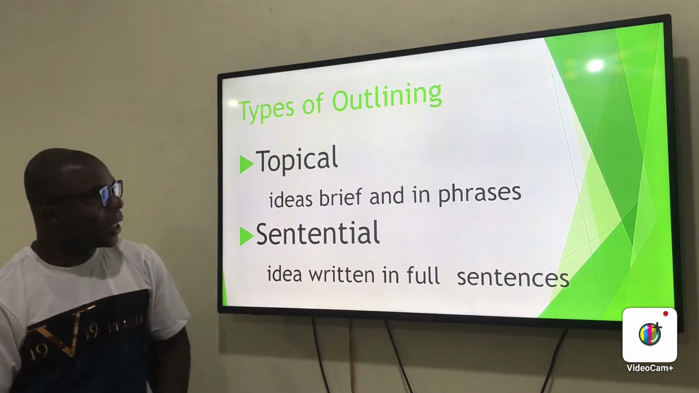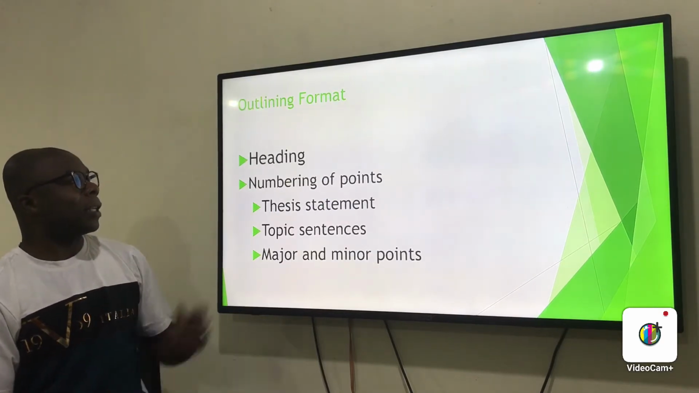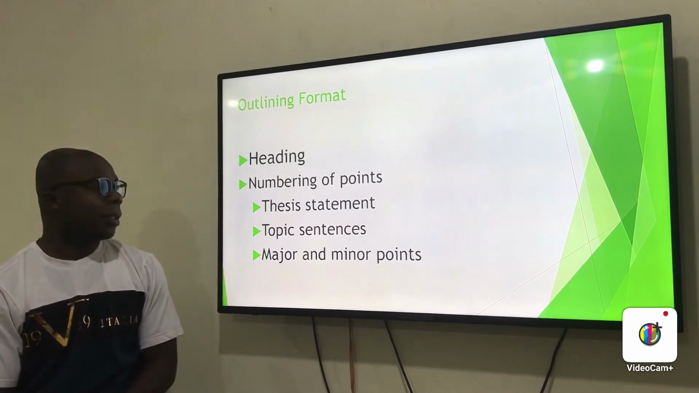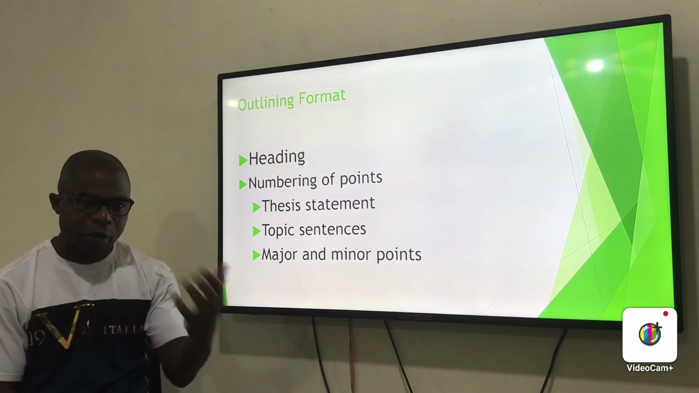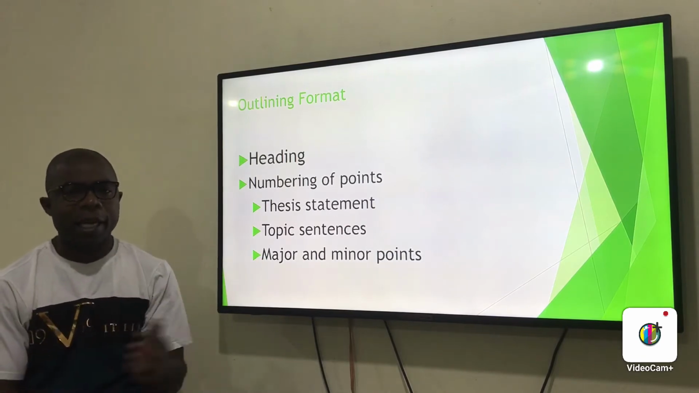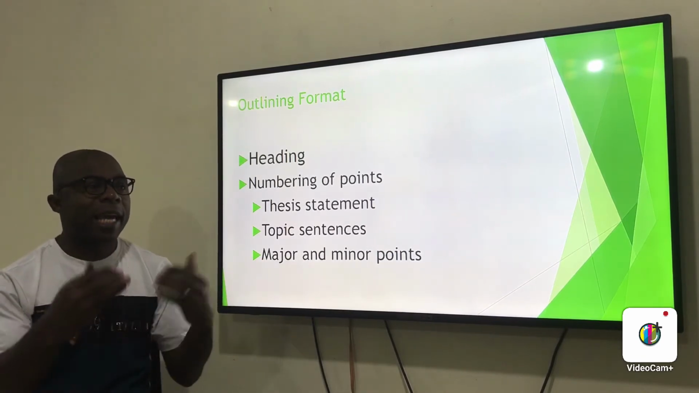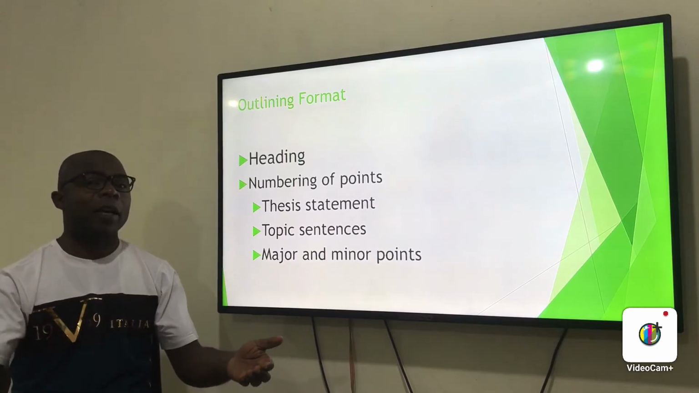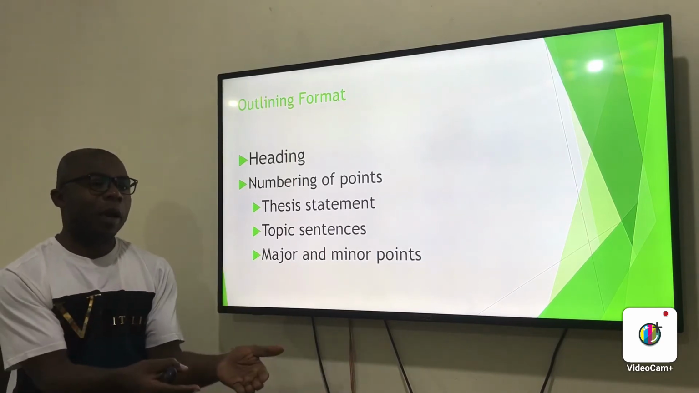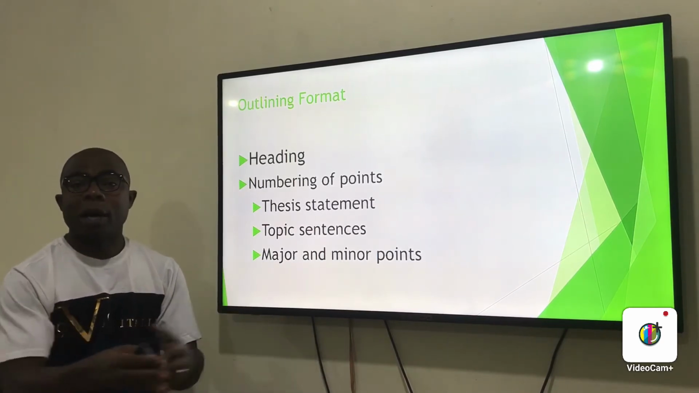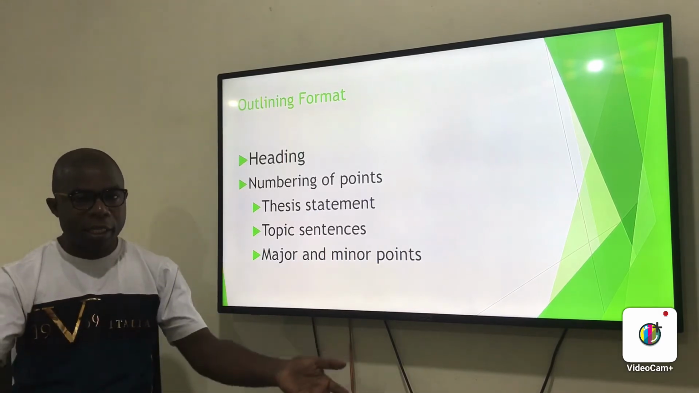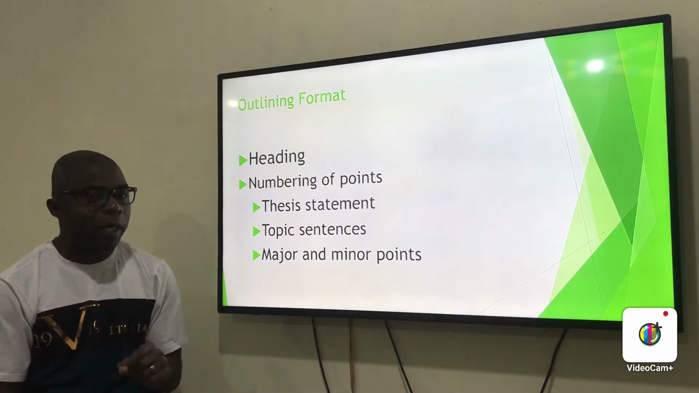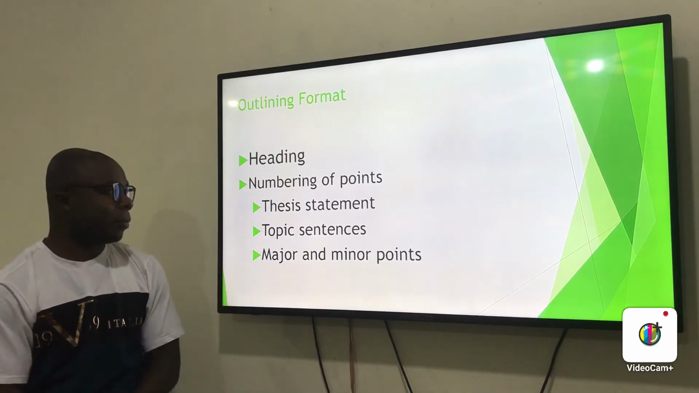Now, what are some features of the outline? It has a format. The outline must have a heading. Since it's going to be your speech or your composition, whatever the case is, the outline needs a heading. Someone else could look at your outline and be able to tell right away that this outline is about something specific. So just as your composition itself has a heading, the outline must have a heading.